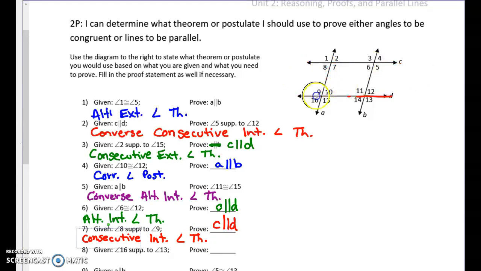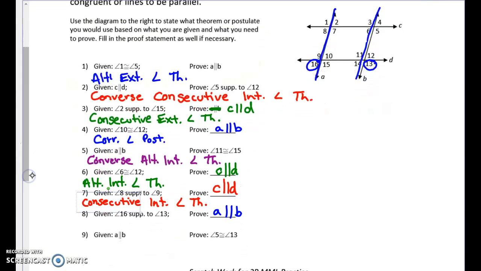And let's look at 16 supplementary to 13. Well, if I've got angle 16, which is right here, supplementary to angle 13, that's right there, those are consecutive exterior angles. And if those are supplementary, then lines A and B are parallel. So I could prove that A would be parallel to B by the consecutive exterior angle theorem.